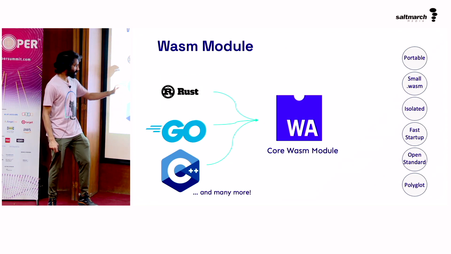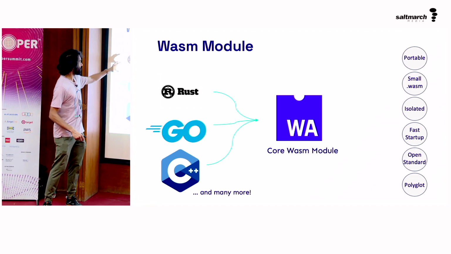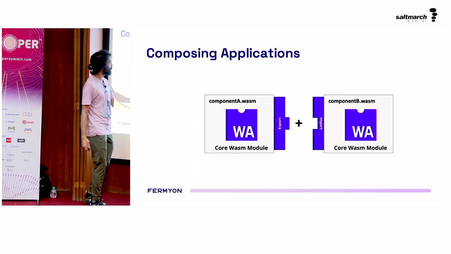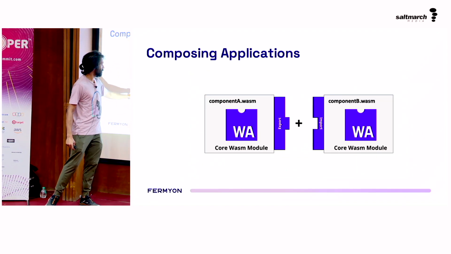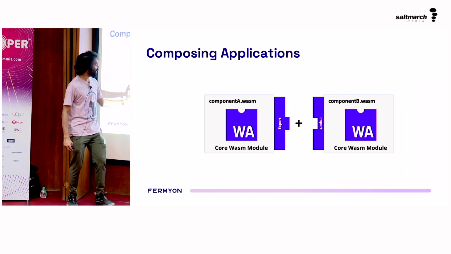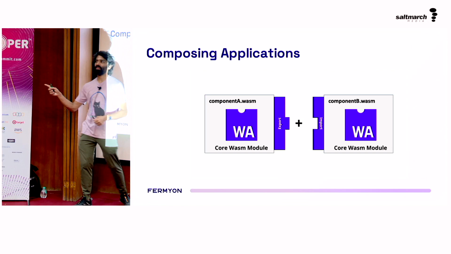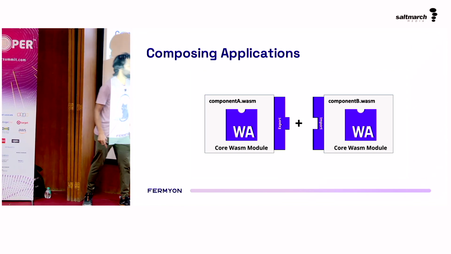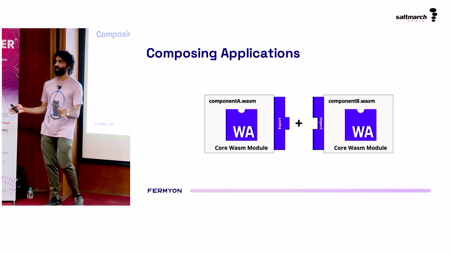So say you have a WASM module, and we already know that it's portable, small, fast, an open standard, etc. You can write code in any language, right? So say you create a component A in WebAssembly, in any language, that can export a certain function. And component B is like, hey, I need to use that function, and I don't want to write code again for that. So component B can import that functionality from component A. And these two can be in different programming languages.